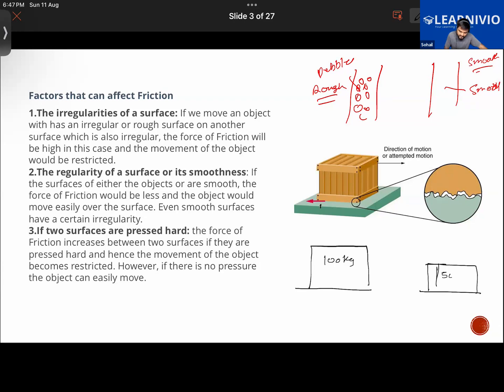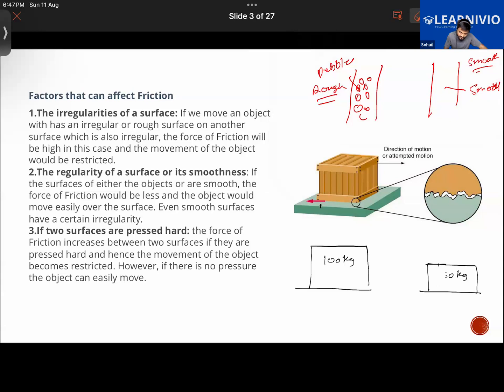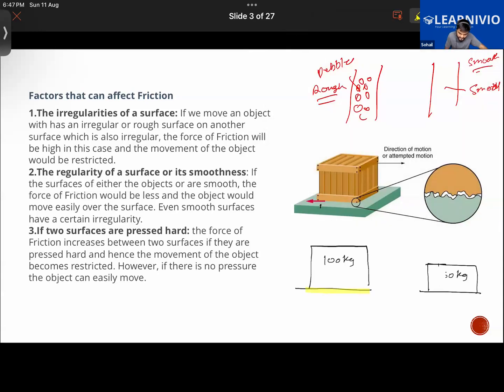This one weighs 50 kilogram. And let us say that the surface area of both, the area of contact, is the same. This area and this area, let us say both of them are of equal length. So although the surface area is equal, in which one will the force of friction be greater? In the first or second? First one. Getting it?